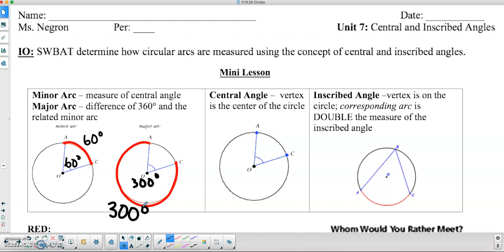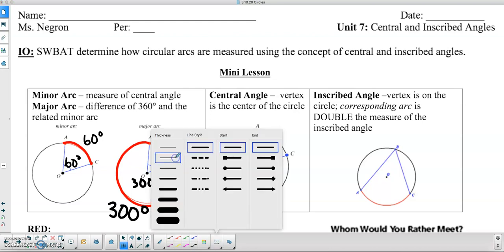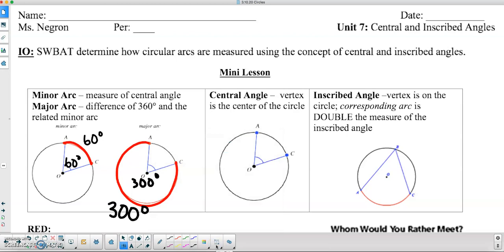Okay? Just like I said, for central angle, if your central angle is a specific measurement, your arc is going to be the exact same thing. So let's say, for example, this one is 55 degrees, then your arc here will also be 55 degrees.